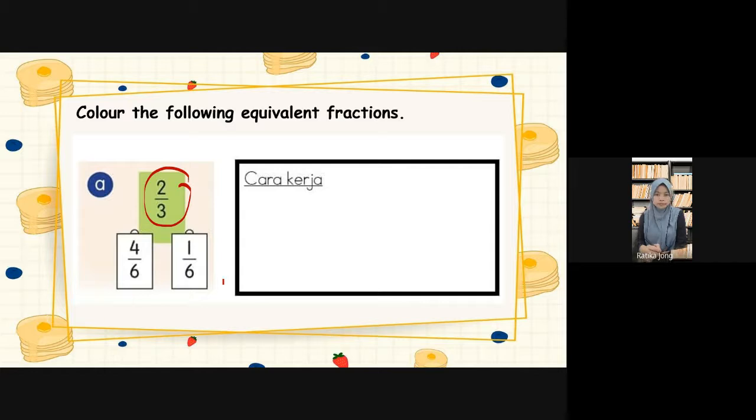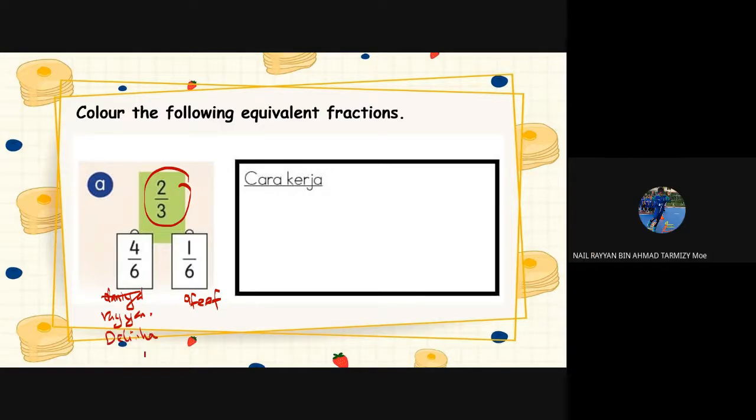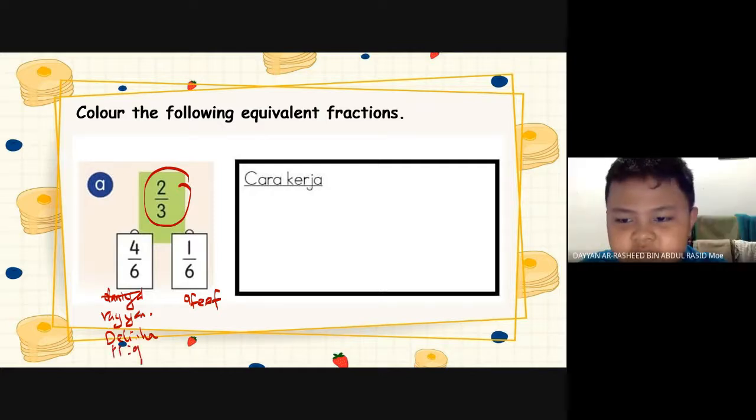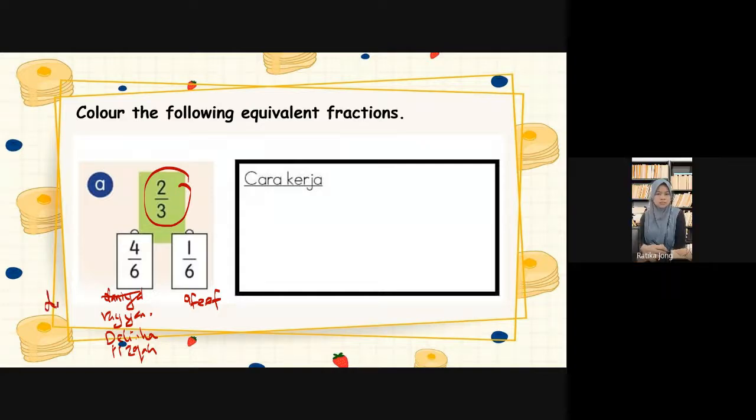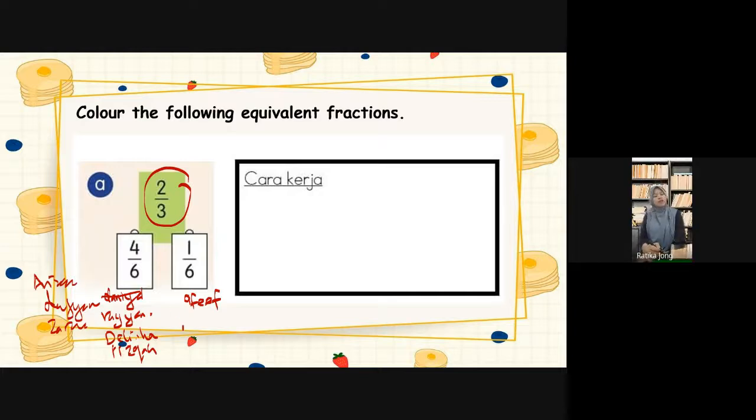Which one? 1/6. Okay, Afif kata 1/6. Afif dah kira kah? Okay, siapa lagi ada jawapan? Ryan. Okay. Which one? 4/6 or 1/6? 4/6. Elisha, okay. Rizka, 4/6. Dayan? 4/6. Zara, 4/6. Arisa also, 4/6. Okay. Most of you get 4/6 as your answer.